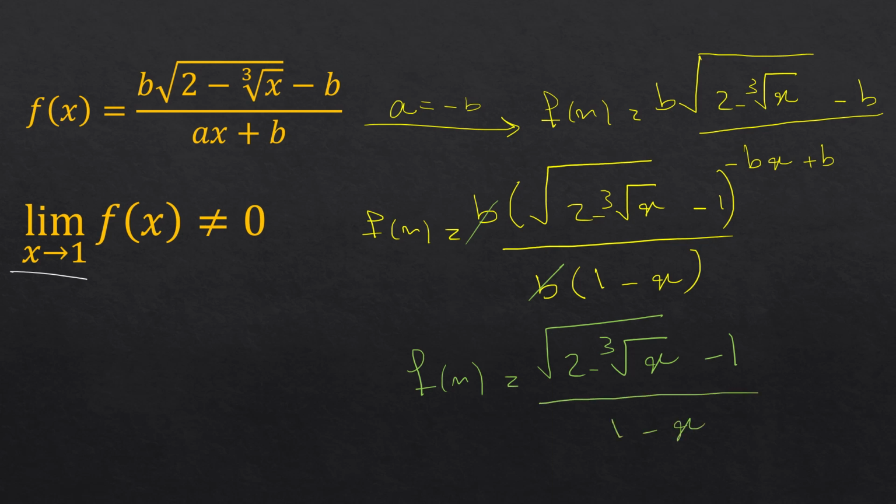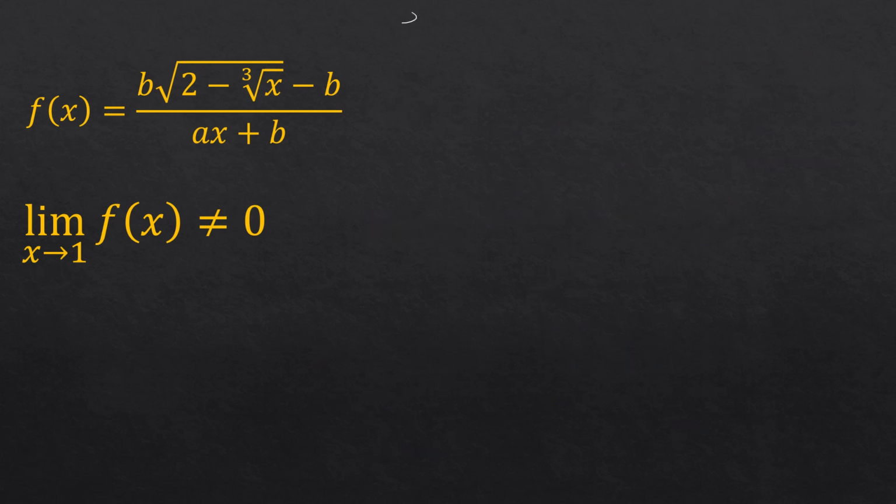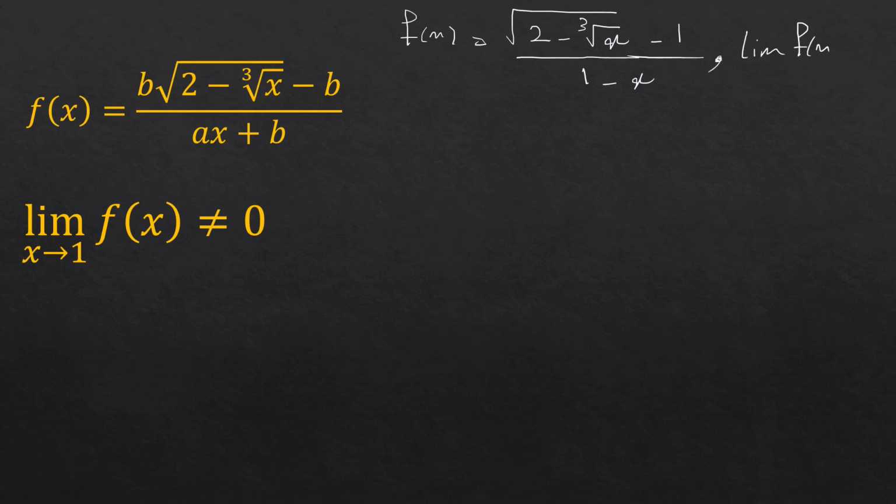And we're actually trying to find the limit of this function where x approaches 1. So let's see how we can solve this now. Let me write down f of x here first. We saw that f of x equals square root of 2 minus third root of x minus 1 divided by 1 minus x. And if we calculate the limit of f of x where x approaches 1, this gives us 0 over 0. Okay, and we know that this answer is not accepted.